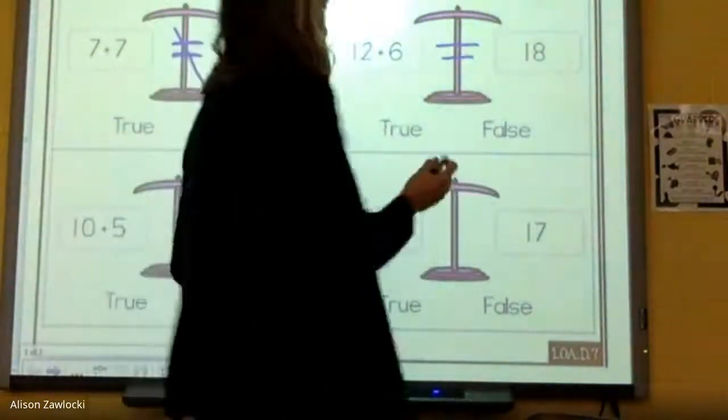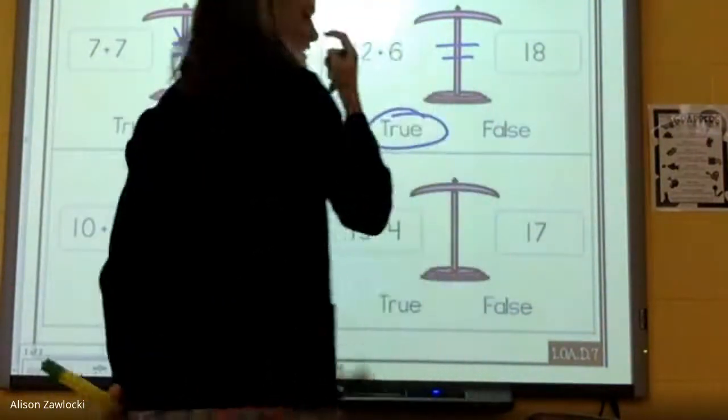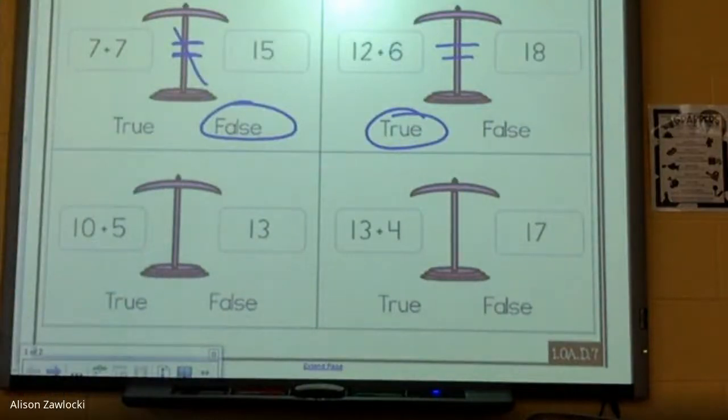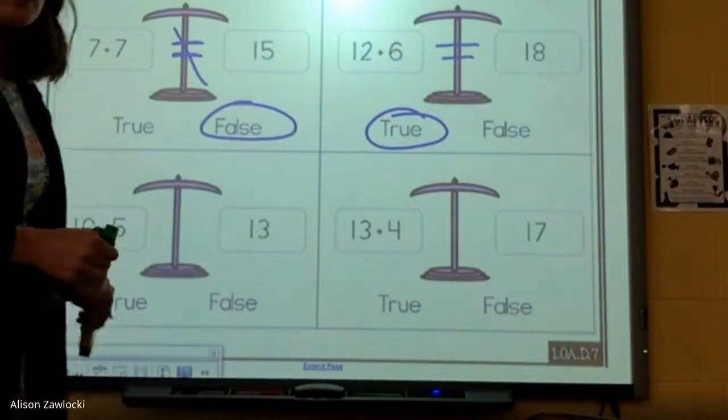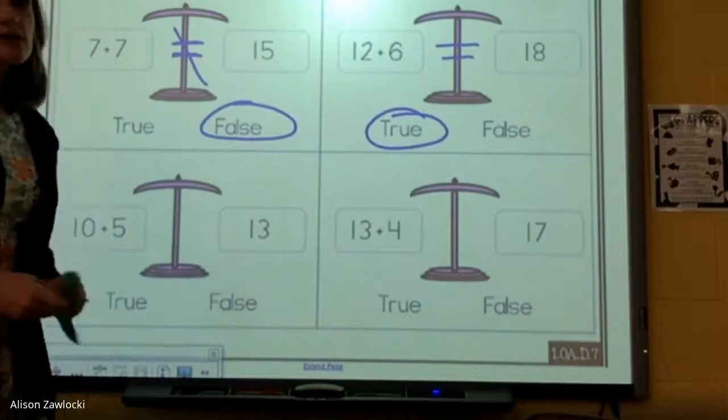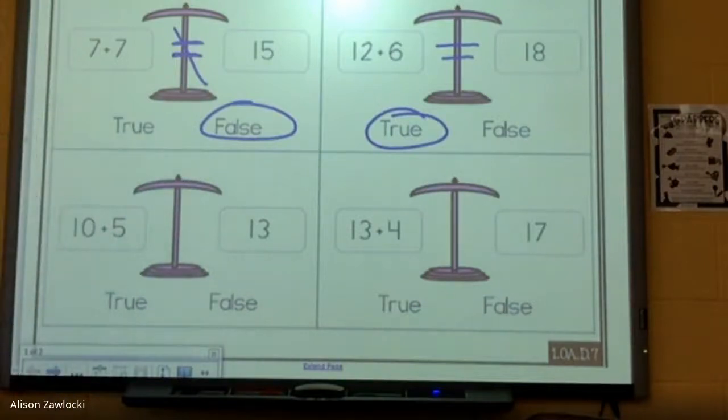I would circle true. That's right. So I'm going to leave my equal sign just like that. It is true. Now, on your assignment, you do not need to write your equal sign. I'm only writing my equal sign because you're doing it in your notebook with me. In your assignment, I'll show you how to do it on the second page, okay?